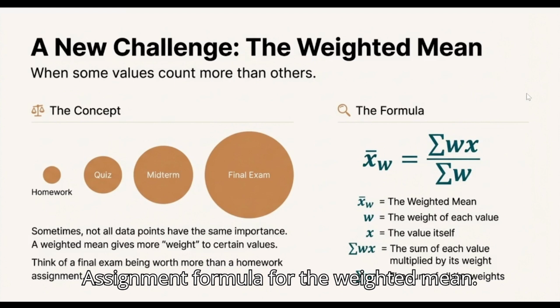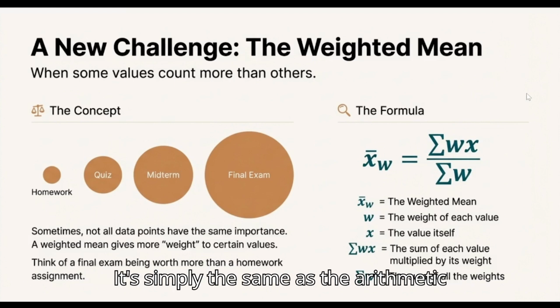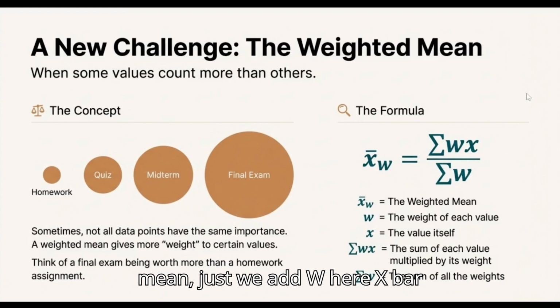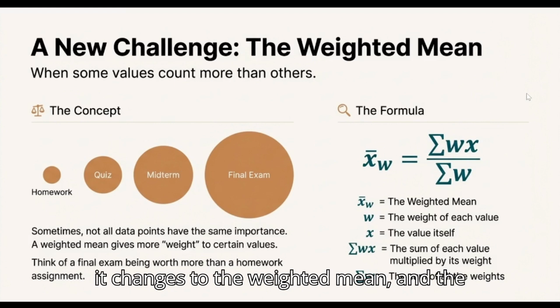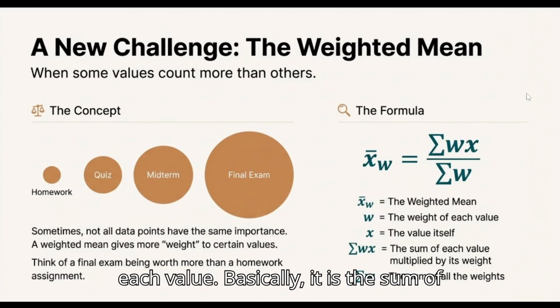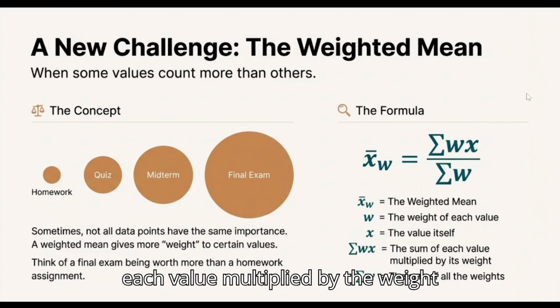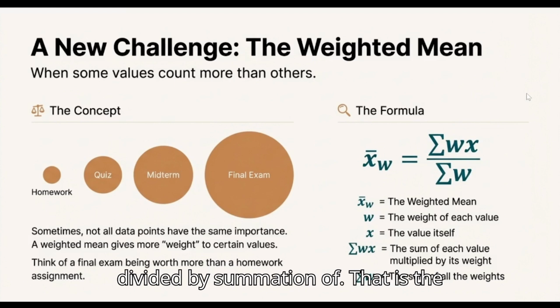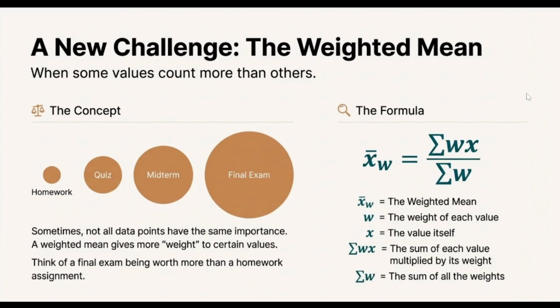Formula for the weighted mean. It's simply the same as the arithmetic mean, just we add w. Here x bar changes to the weighted mean, and the summation of x changes to the weight of each value. Basically, it is the sum of each value multiplied by the weight, divided by the summation of w, that is the sum of all of the weights.